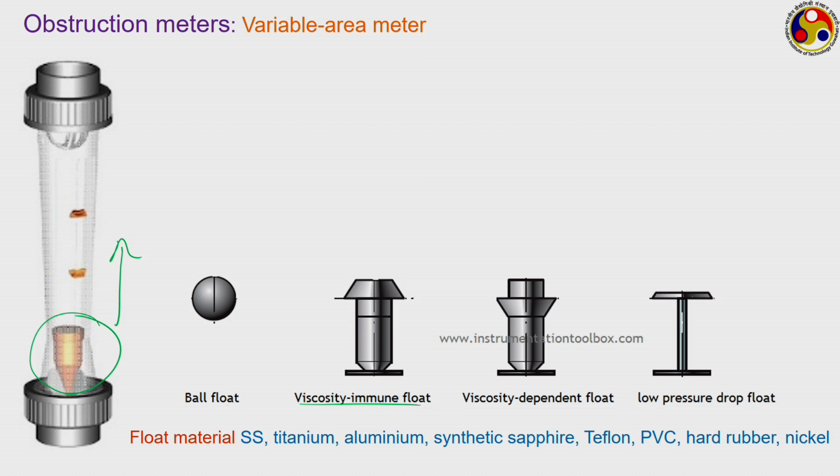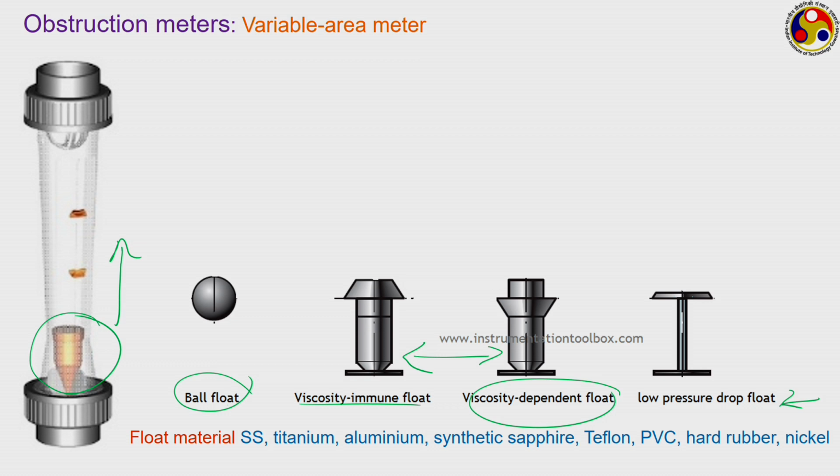I do not want to go into the details of their design, you can refer to the website which is shown here for more details on them. The viscosity dependent float, where actually you want to take the viscosity of the fluid into consideration, then we go for this. These two can be thought to be opposite to each other. One takes viscosity out of the equation, the other takes viscosity into the equation. This one is more suitable when you are dealing with large diameter tubes, whereas this one is used for small diameter tubes. This is the one that is generally used when we do not want large pressure drop.